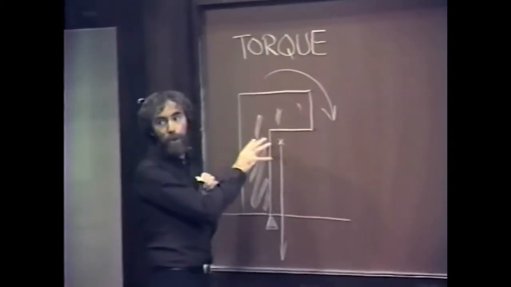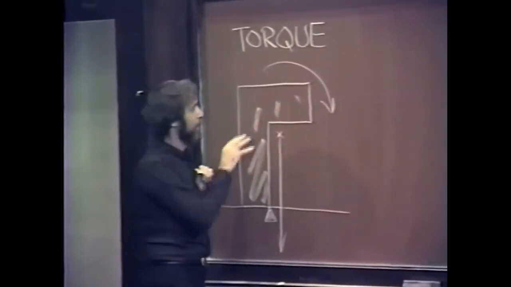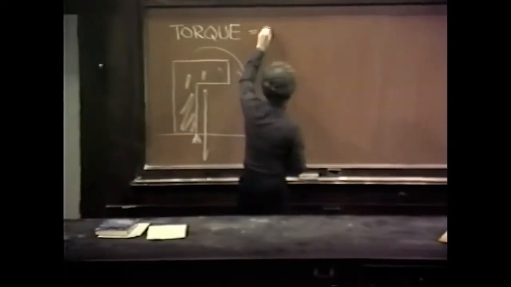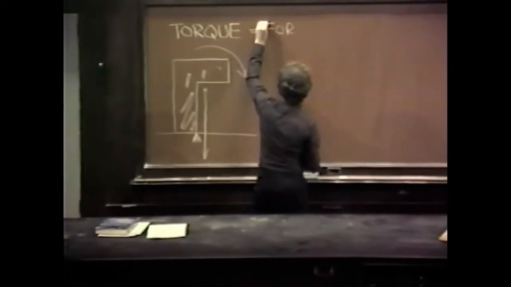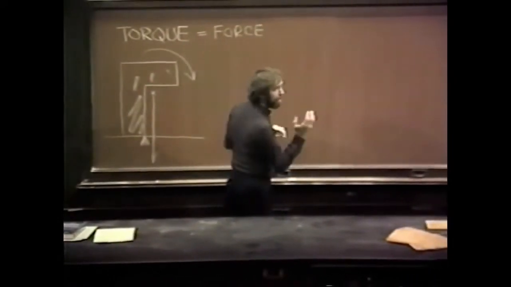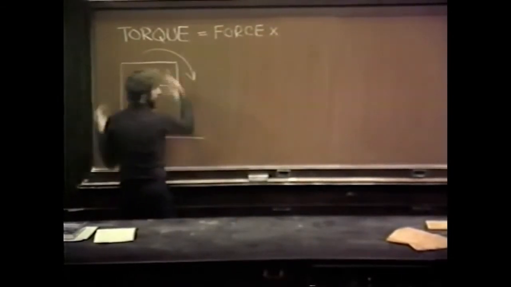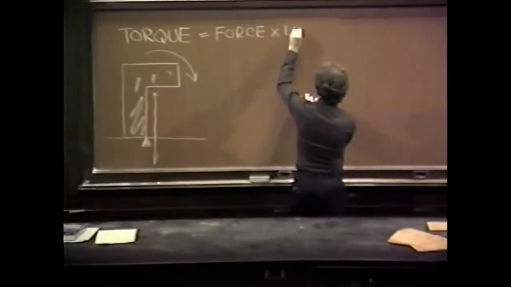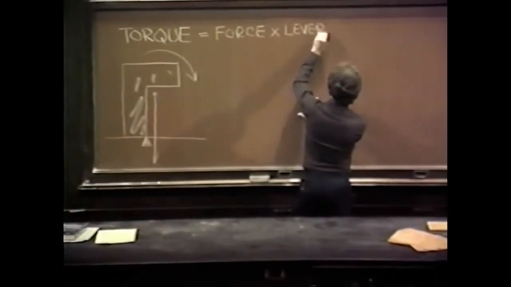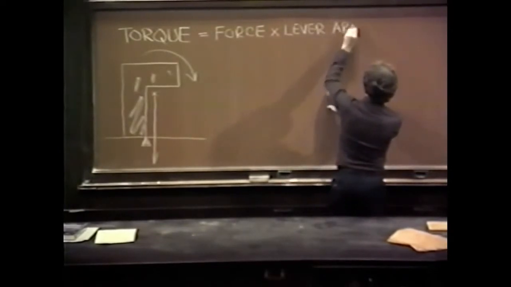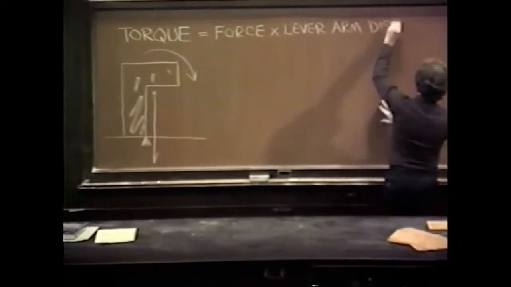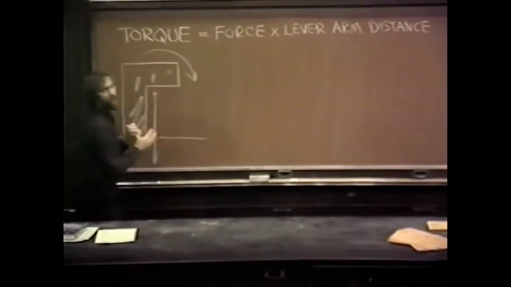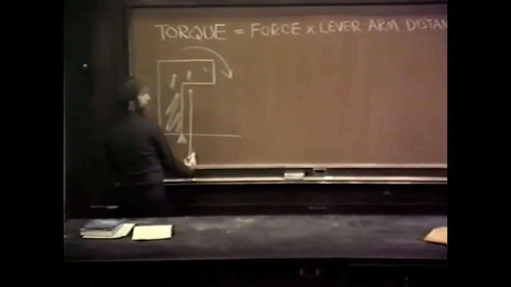It turns out you will have a torque on this object. And let me define torque. Torque is the product of how hard something pulled, force, by the leverage arm distance, the lever distance. So what we have here is a torque, a force through some leverage distance.